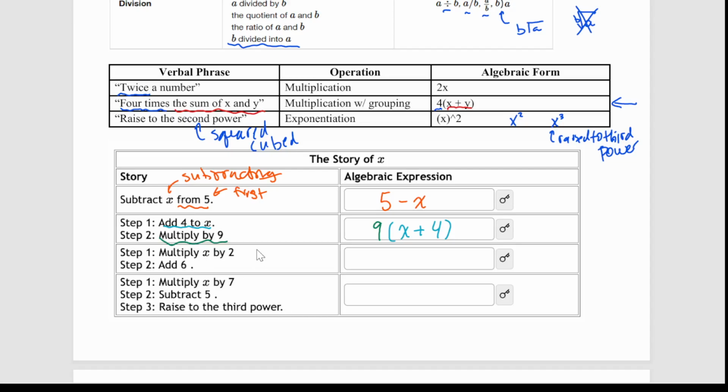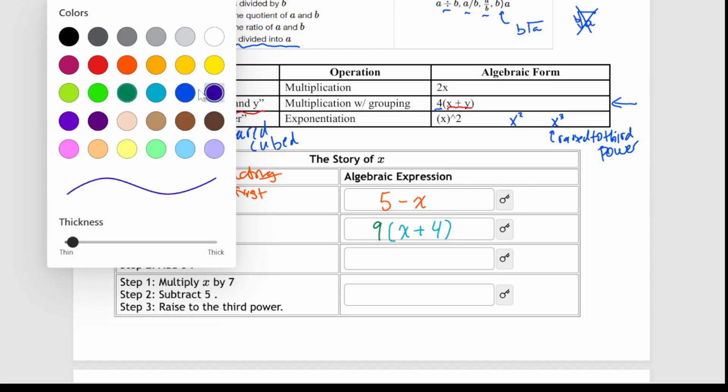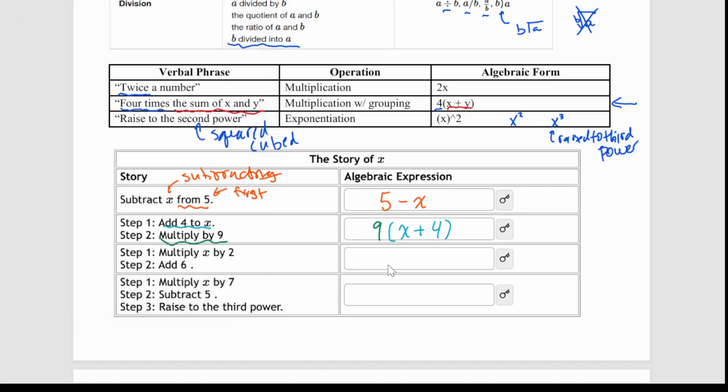I want you to go ahead and pause your video and try the next 3 yourself. So for multiplying x by 2, that would be most conventionally written as 2x. Had you written x times 2, or 2 parentheses x, something like that, that would still be correct. But 2x like this is typically how you would see that written.